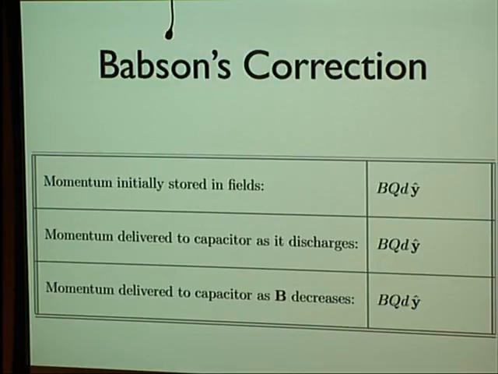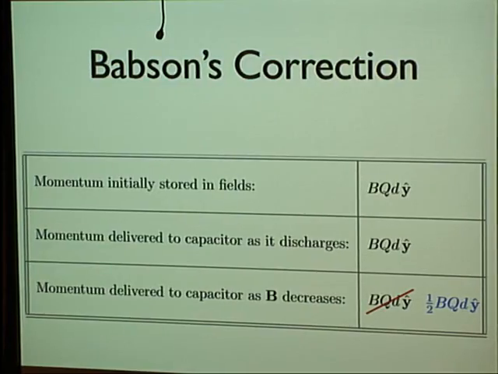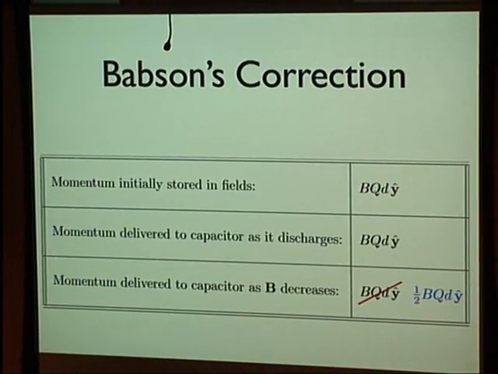So back to my beautiful chart of the consistency of this whole thing. The momentum delivered to the capacitor as B decreases shouldn't have been BQ dy. It should have been half that. That's the correct calculation. Meanwhile, I had heard from a guy at Princeton, Kirk McDonald, who had done a careful calculation of the momentum initially stored in the fields, and he reported that this answer was incorrect. How can that possibly be? Remember how I got it? The E was uniform, the B was uniform, and I just multiplied by the volume between the plates.